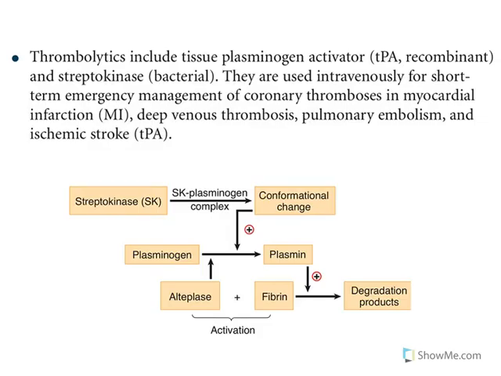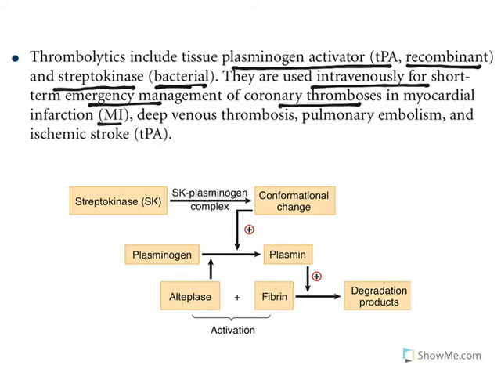Now for thrombolytics, we have two major classes. One, plasminogen activators, which are recombinant products. The other one is streptokinase. This enzyme is of bacterial origin. They are used intravenously for short-term emergency treatment of coronary thrombosis like myocardial infarction, deep venous thrombosis, pulmonary embolism, and ischemic stroke. Now, how do they act?